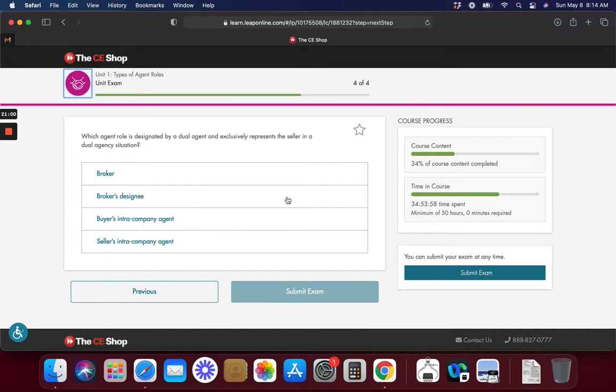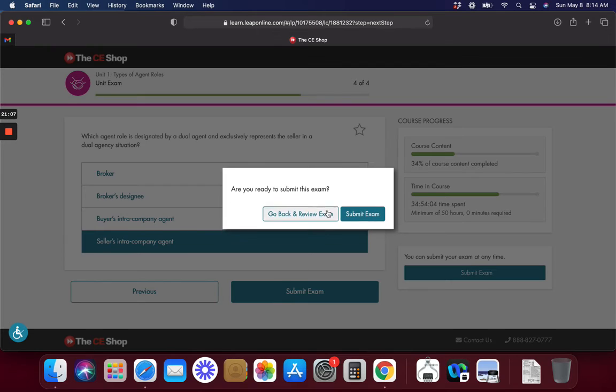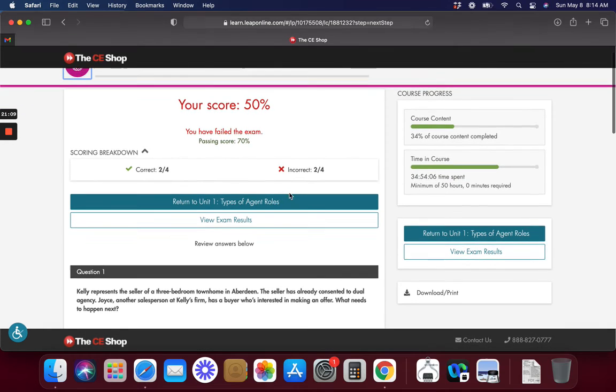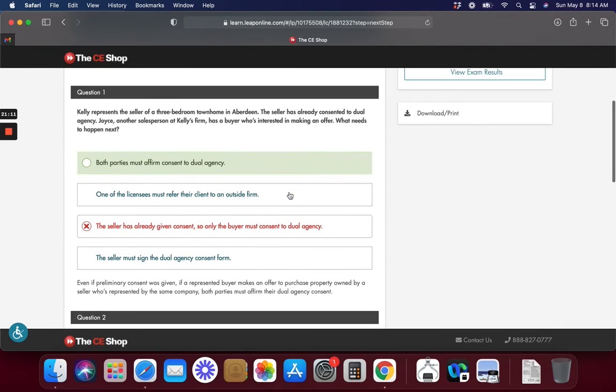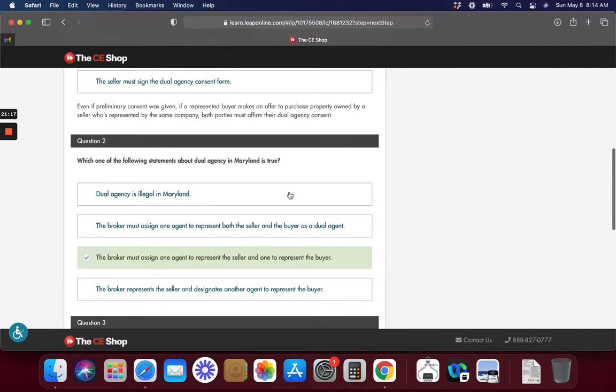Which agent role is designated by a dual agent and exclusively represents the seller? I don't know if I got these right or not. Nope, we failed. Okay, let's see what we got wrong. The seller, both parties must affirm assent to dual agency. Okay, I was getting ready to put that too.